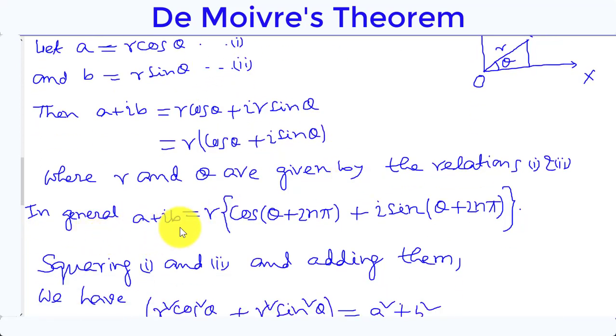In general, A + iB can be written as R(cos(θ + 2nπ) + i sin(θ + 2nπ)).